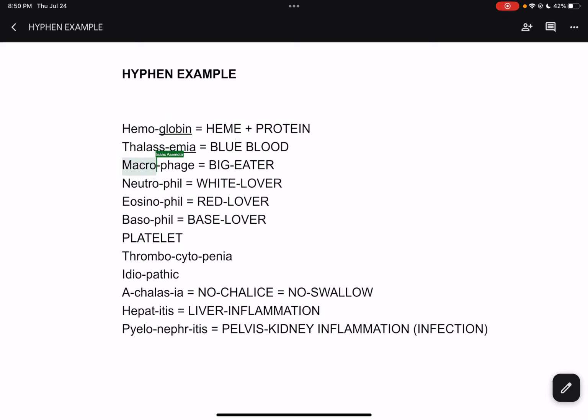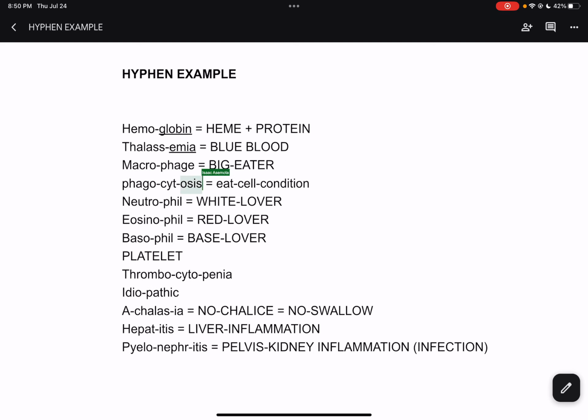Macrophage, big eater, or big eat, right? So these are giant, monstrous immune cells that all they do is eat things and then digest them. The eating is what we call phagocytosis, which I should put down too if I'm going to say it. Phagocytosis equals eat cell condition. It's the condition of eating a cell. Osis is a really important word. It means condition, which means it means nothing, but it's just nice to know it.